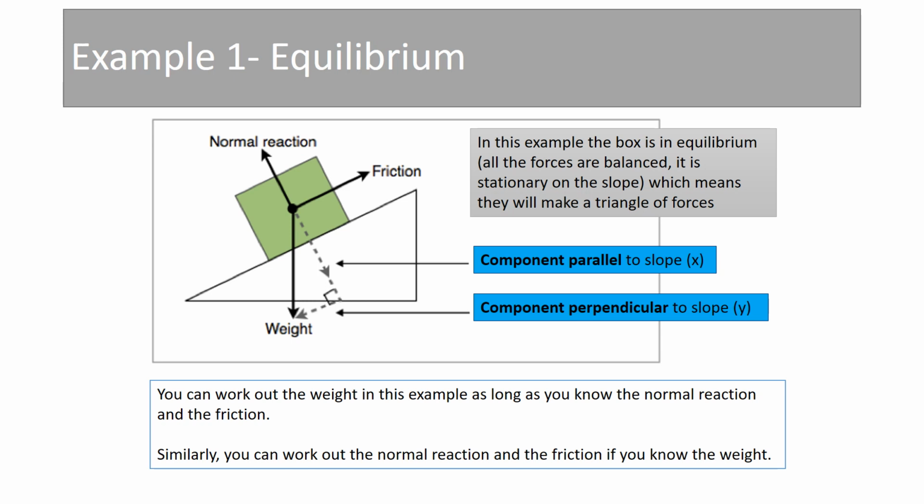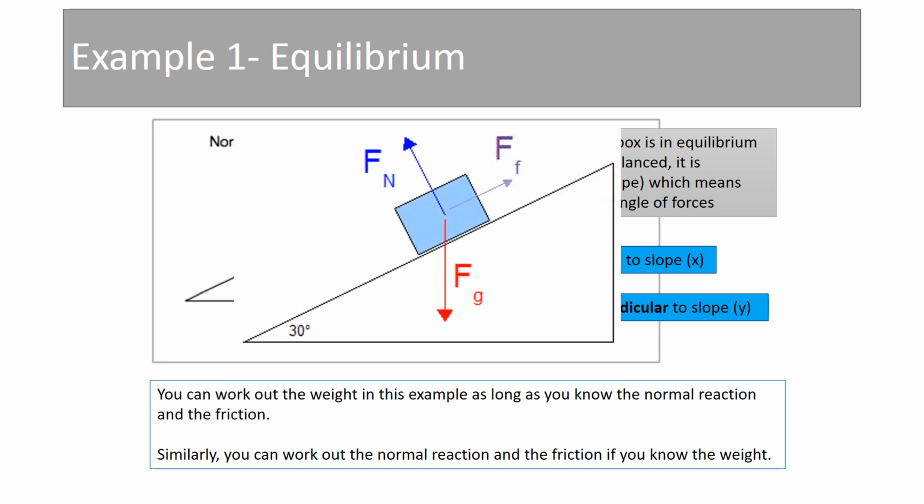You'll notice that my arrows are all different lengths, which indicates that the forces are of different sizes. Don't make the mistake of drawing them all the same size just because it's at equilibrium. So the box is in equilibrium, it's balanced on the slope, which means the forces are balanced. So we've got Fn, Ff, Fg, okay? Now this slide seems to have come up funny here, so I'm just going to quickly make sure. You can work out the weight as long as you know the normal reaction and friction.